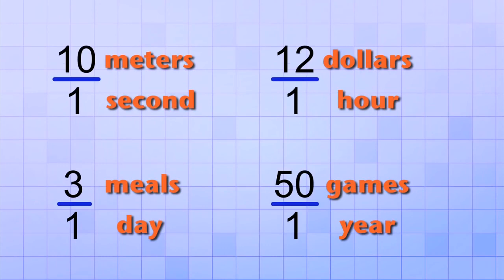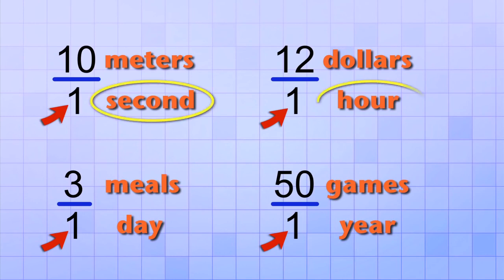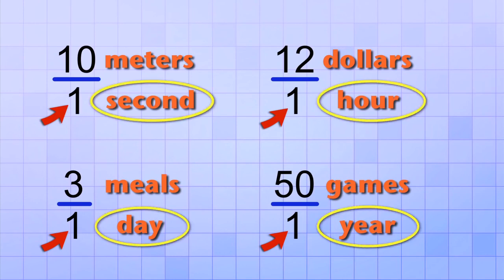A rate is just a ratio that usually involves a period of time. Here are some common examples of rates. 10 meters per second, $12 per hour, 3 meals per day, 50 games per year. Notice that the bottom numbers in each of these ratios relate to a period of time. Seconds, hours, days, years. And that's why we call them a rate.